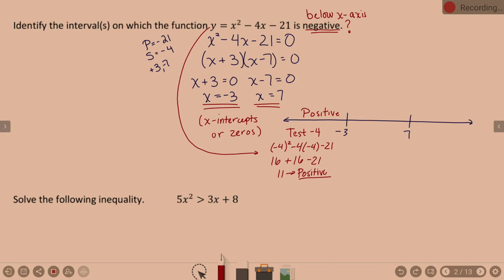Now, you can take a guess about the next one. I'm just going to keep testing because I want us to have this practice. What's a good number between negative 3 and 7? I would go with testing x equals 0. Makes the math easy. 0 squared minus 4 times 0 minus 21. 0 minus 21 is negative 21. Were you expecting that to be negative? Yeah, you were. Or you should have been, I guess I should say. So there's negative.